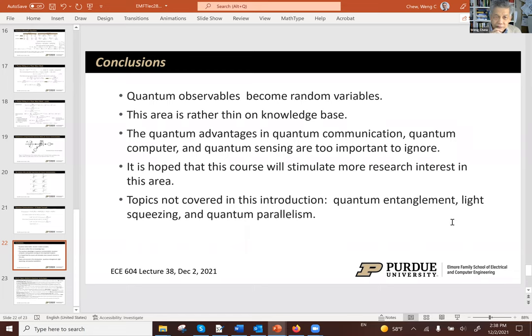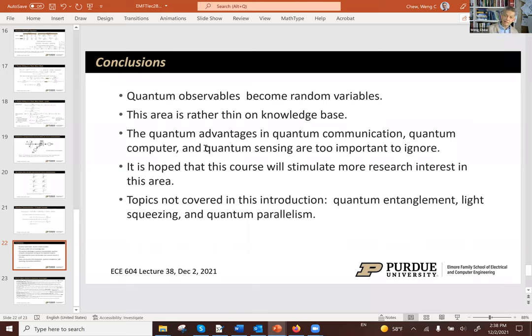Okay, so a quantum observable becomes a random variable. And this area, as far as I know, is rather thin on knowledge base. I'm sure that if you go and look up any books and try to read them, you will be swamped or snowed because they don't explain things really well, okay? The quantum advantage is very important in quantum communication, quantum computers, as I described to you, the quantum parallelism as to how things are. Another area is quantum sensor or quantum sensing.